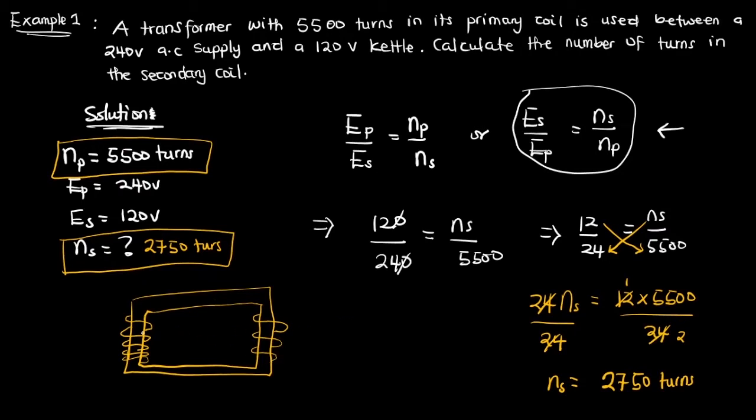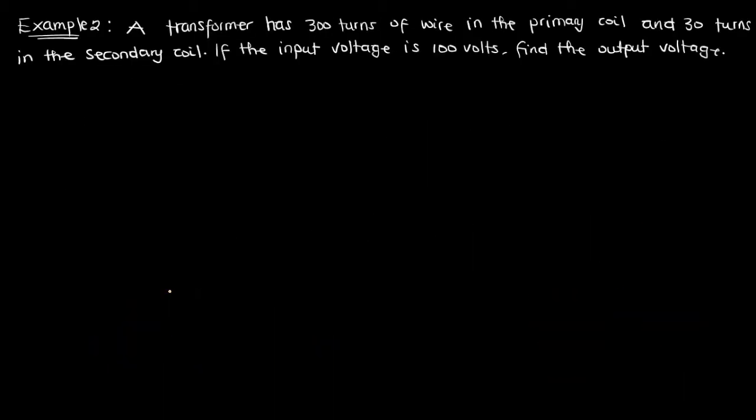If you look at this, this is obviously a step down transformer, because even if you are not using the number of turns, the input voltage is 240 over here, and it is giving you 120 volts for your electric kettle to be able to use. It doesn't blow. So it is stepping down the EMF for you. So this is obviously a step down transformer. Are you okay? All right, let's look at the next question.